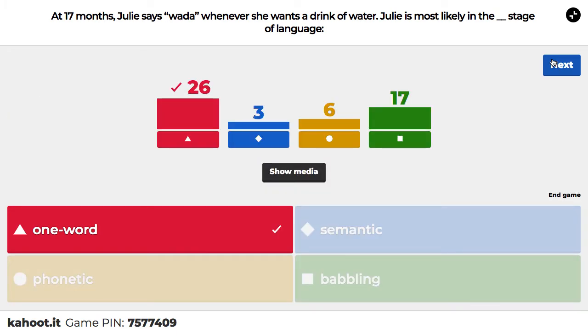Okay. All right. So here's something. I'm glad I did this one. Babbling isn't actual words. That's the first stage. Babbling is making sounds, so ba ba ba ma da da, just making these random noises. Then the one word stage.